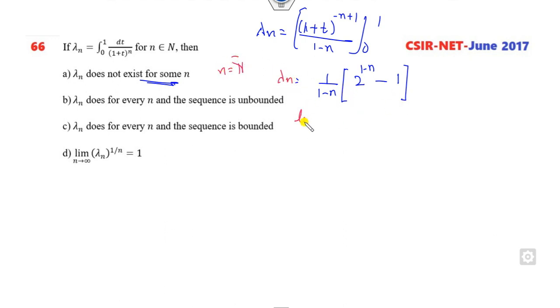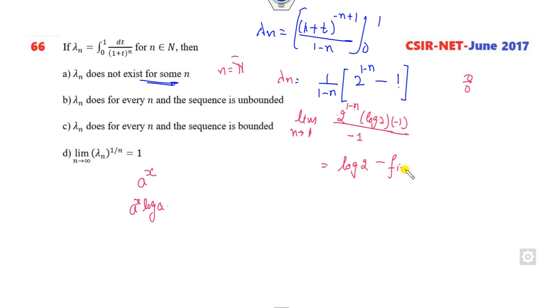But we will check about the limit. What will happen as n approaches 1? It's 0 by 0. So once it's 0 by 0, we have to take the L'Hopital rule. What is the derivative of a raised to power x? It is a raised to power x log a. So 2 raised to power 1 minus n times log of 2, and the derivative of the denominator is minus 1 as well. So what is the limit as n approaches 1? It's 2 raised to power 0, which is 1, so it is ln of 2. That's a finite number. So it means the limit of lambda at 1 exists. So the first option is cancelled, because it exists for all except 1, but at 1 the limit is finite.